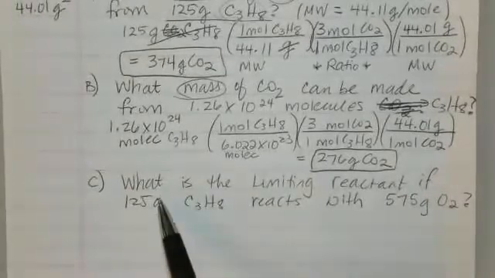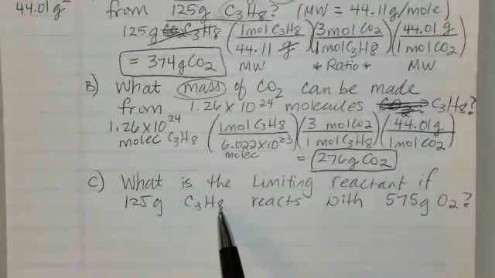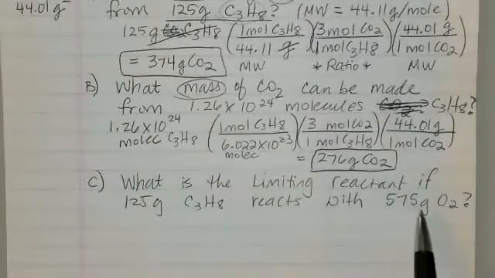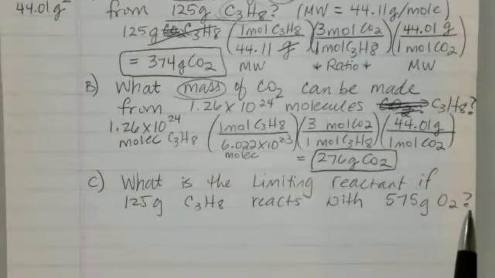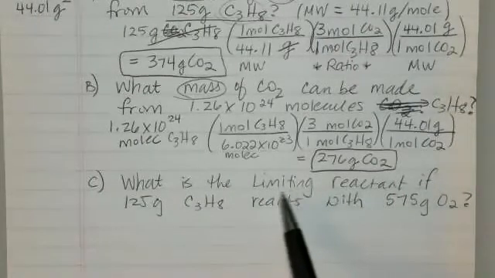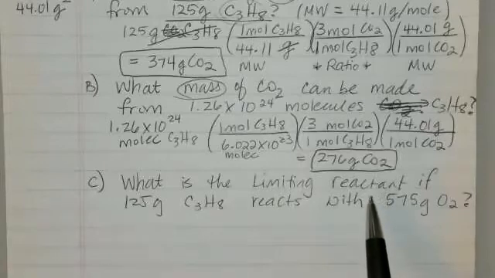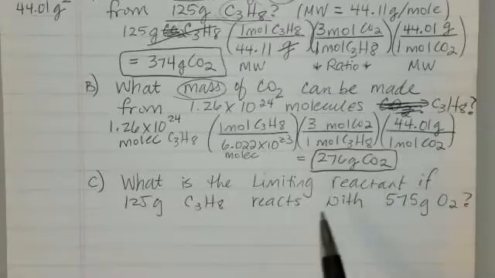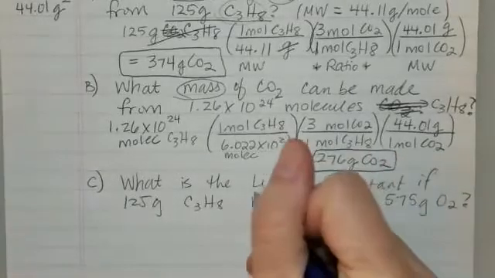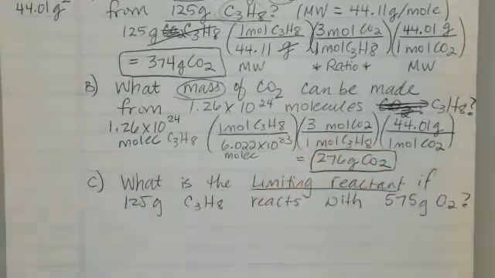But of course, we can complicate that. And we can say, okay, well, what if I take 125 grams of propane and react it with 575 grams of oxygen? Now, instead of looking for CO2, I'm going to ask a basic question, although it's not really that basic. What is the limiting reactant? In other words, which of those reactants limits how far the reaction can go and runs out first?